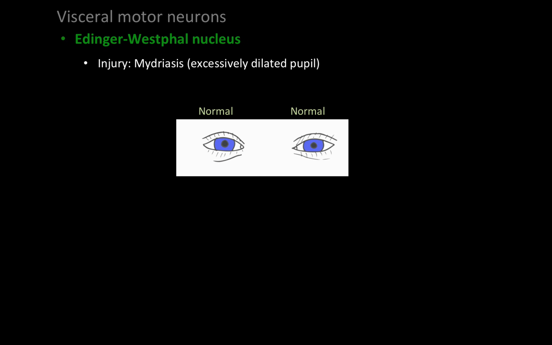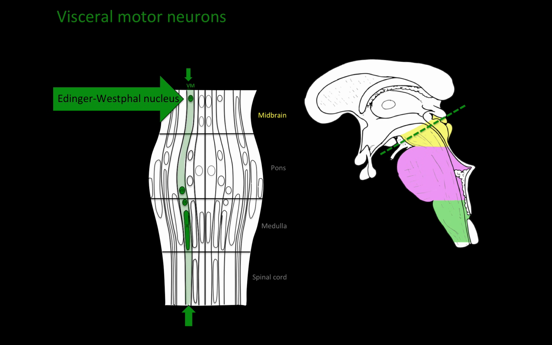Now, if you have an injury to the Edinger-Westphal nucleus, it causes mydriasis, which is the fancy term for an excessively dilated pupil. So here, what happens if we damage the Edinger-Westphal nucleus, and usually if you damage that nucleus, you're going to often damage the adjacent oculomotor nucleus. Look, there's mydriasis. That pupil is dilated. You can see it better if we lift up that eyelid. You can see the pupil is much more dilated on the right, where the nucleus is injured, when compared to the left, the normal side. So there's the Edinger-Westphal nucleus.